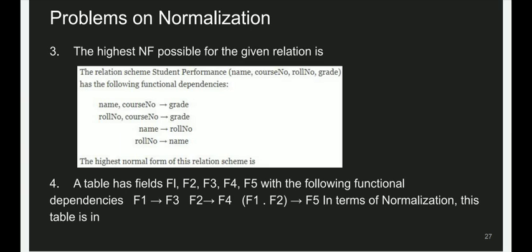But the non-prime attributes F3, F4 and F5 should be fully functionally dependent on F1 and F2. But here they are depending upon F1 and F2 separately. So it is not in second normal form. We can conclude that this is in first normal form.